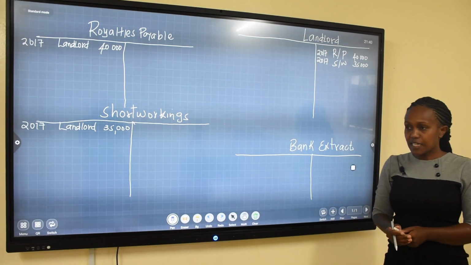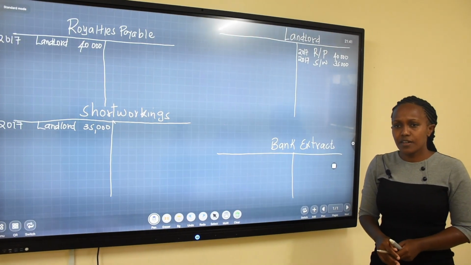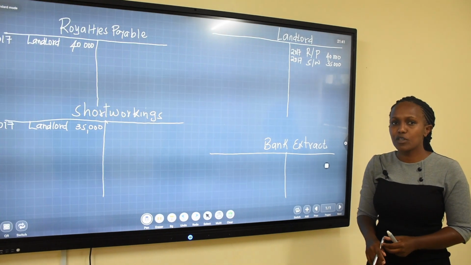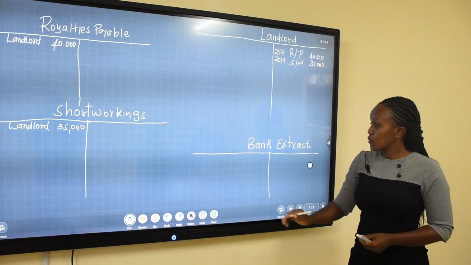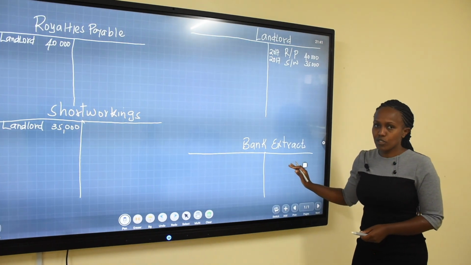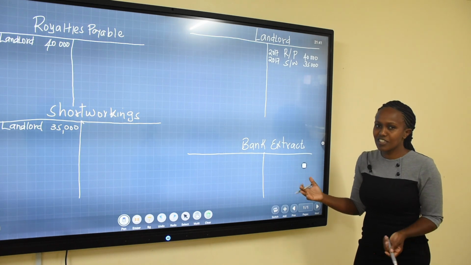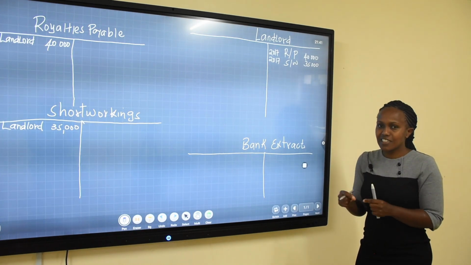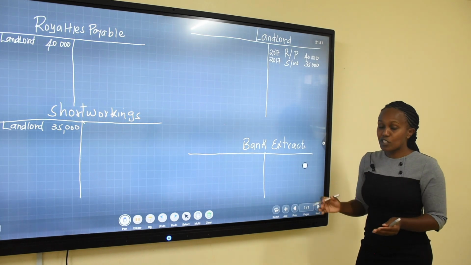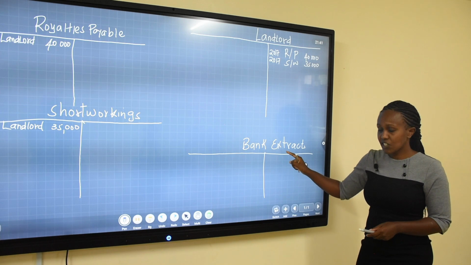So that is the first year. Now, at the end of the year, the tenant will have to pay the money anyway. So at the point he pays the money, we are going to credit his bank account. So I've prepared this as a bank extract because, of course, this is not the only transaction happening to the bank. We are only extracting the part that is of interest to us. In a bank, there would be several other transactions. That is why we call it an extract.